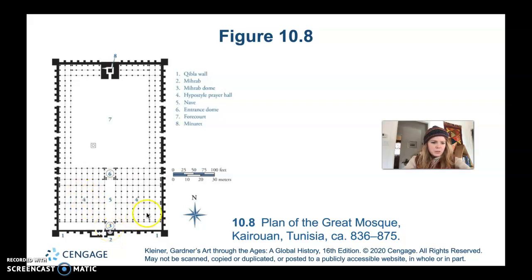the hypostyle prayer hall where a lot of people would stand. 5 is a nave, or basically an aisle. 6 is the entrance dome area. This would have a dome over it. And these two domes kind of serve to show worshippers where the Qibla wall is, which is facing Mecca always.